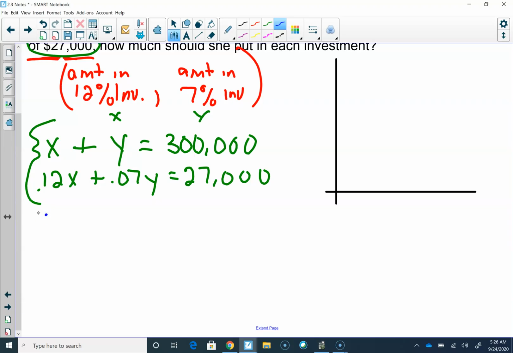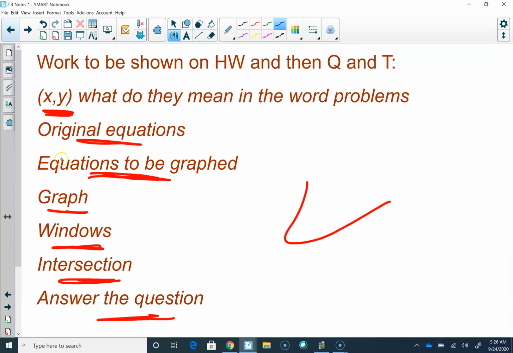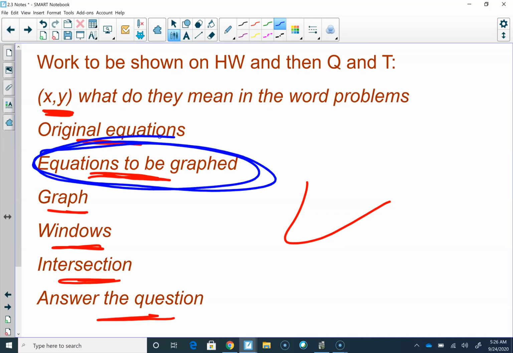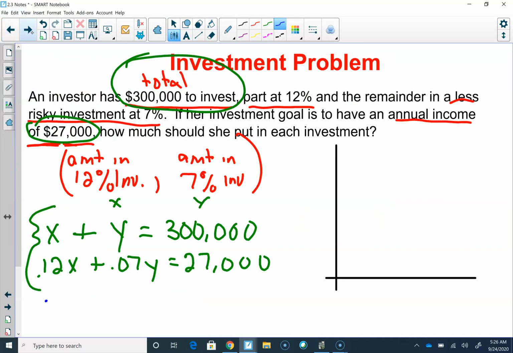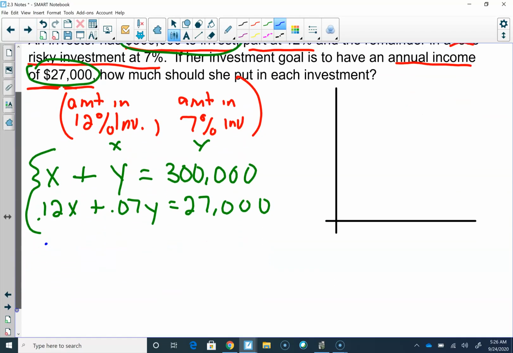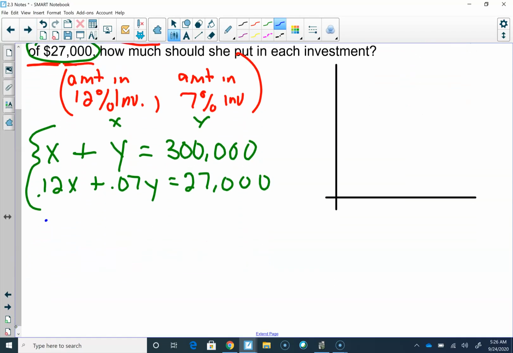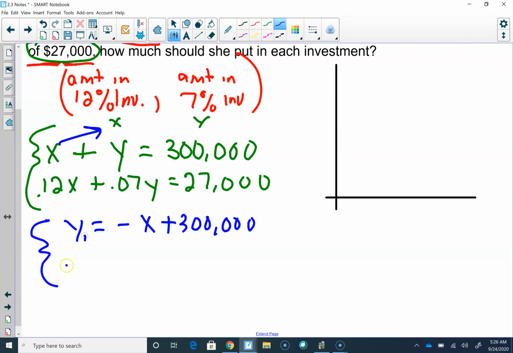So when I go back to the screen here, it says equations to be graphed. In this case, I have to convert my equations because I can't put that in my y1 and my y2 unless they're solved for y1, y2. So what you're going to do is solve these for y. So I'm going to move the x over. So y equals negative x plus 300,000. That's going to be my y1. And my y2, I'm going to move this x over, and then I'm going to divide by that 0.07.